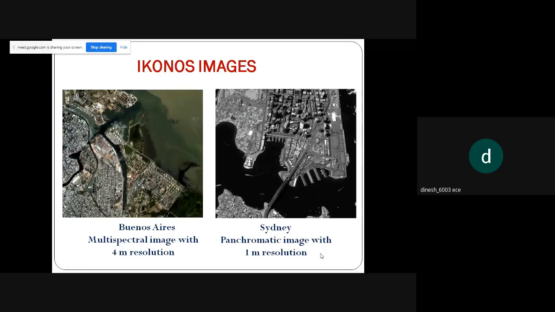So this is the IKONOS image being taken by the IKONOS satellite in two different places. The first one is a different place. This one is a different place. So this is being taken as a multispectral image with 4-meter resolution. Buenos Aires, multispectral image with 4-meter resolution on the left hand side. Right hand side is the Sydney shipping yard with the panchromatic image of 1-meter resolution.